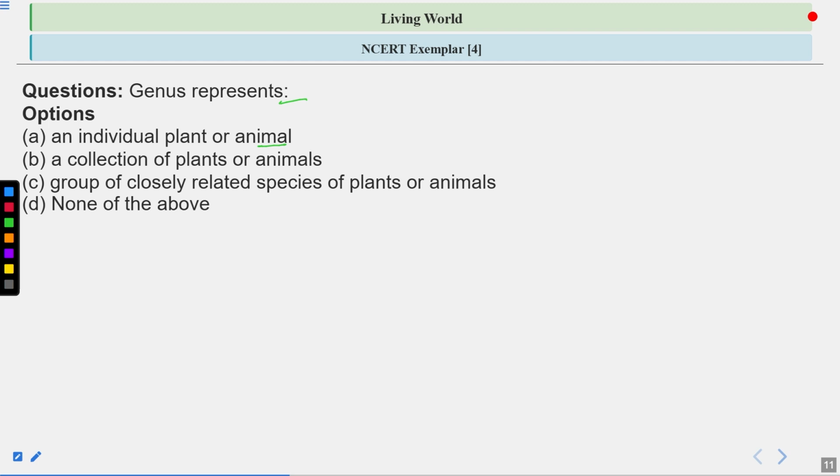Okay. Here they are saying genus is a group of closely related species. Means the species within the genus are closely related, means they have similar characteristics as compared to the species included in some other genus. And option number D is none of the above. So what will be the correct answer here?